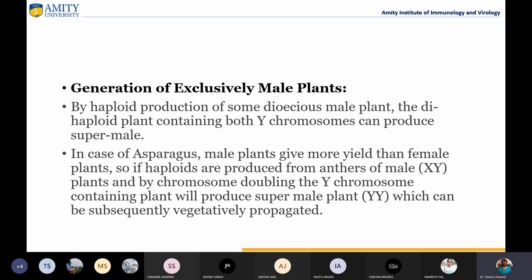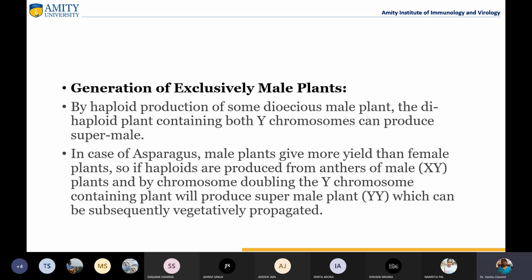Then generation of exclusively male plants. By haploid production, some dioecious male plants or doubled haploid plants containing both Y chromosomes can produce supermale plants also. In the case of asparagus, male plants give more yield than the female plants.